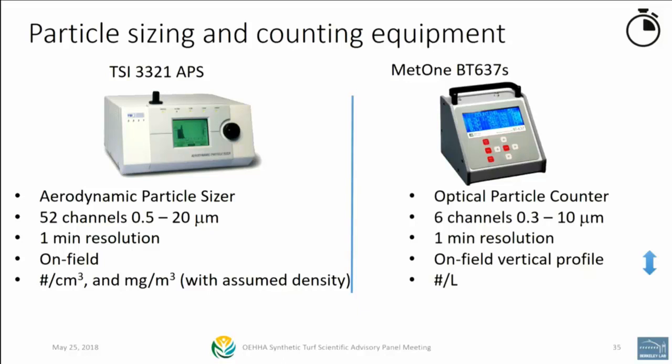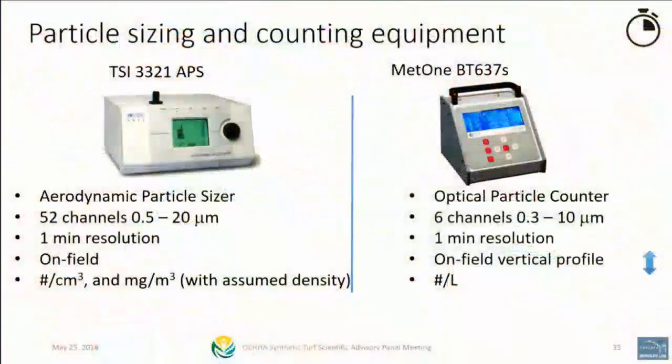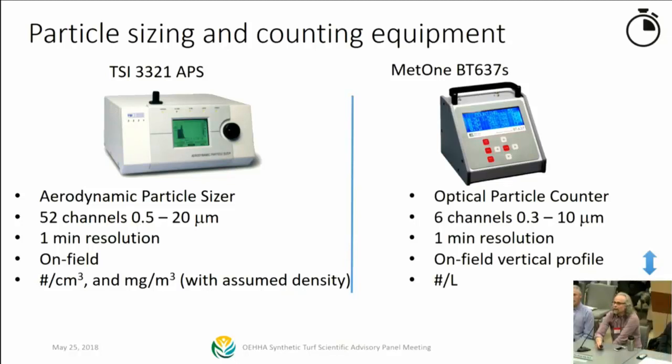For the particle instruments that we used, some of you are familiar with these, some of you may not be. We used an APS and an optical particle counter to deal with sizing issues. An APS instrument is called an aerodynamic particle sizer. It gives us 52 bins of information in particle sizes from 0.5 micron up to 20 micrometers. It gives us 1 minute resolution. We just had it on the field, down low, just off of the turf. Its native units are particle counts per cubic centimeter.